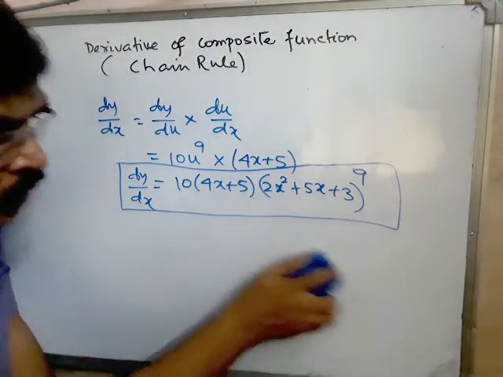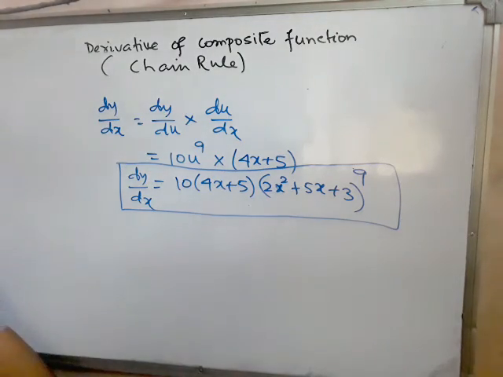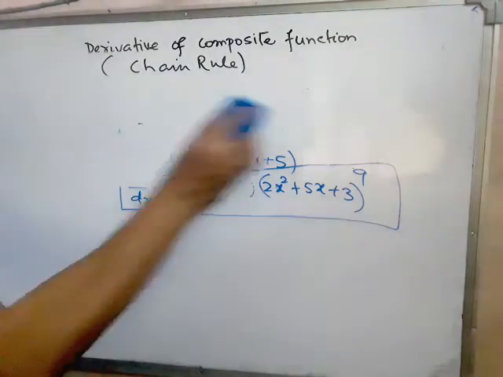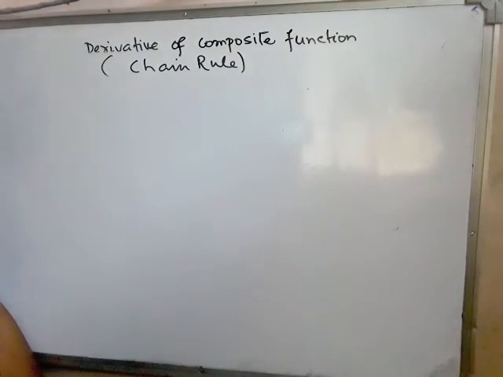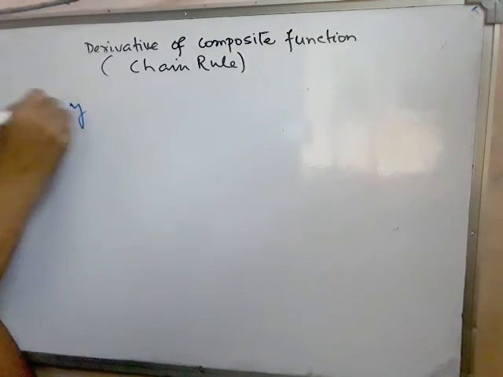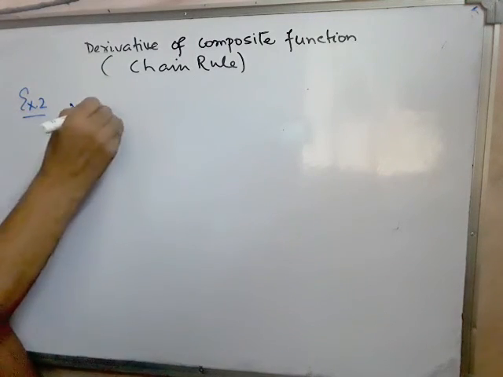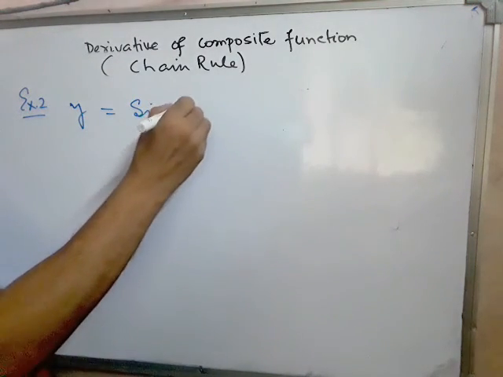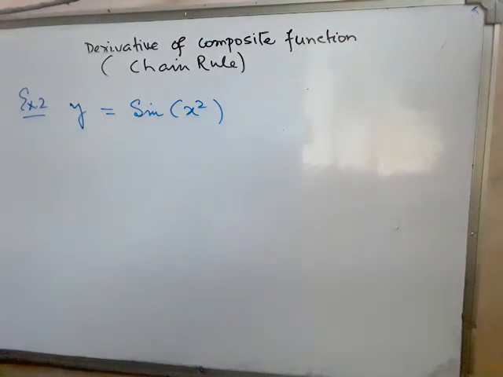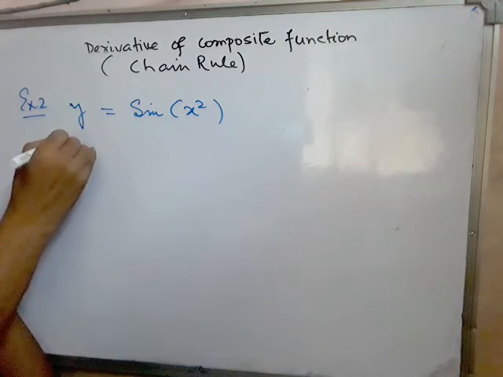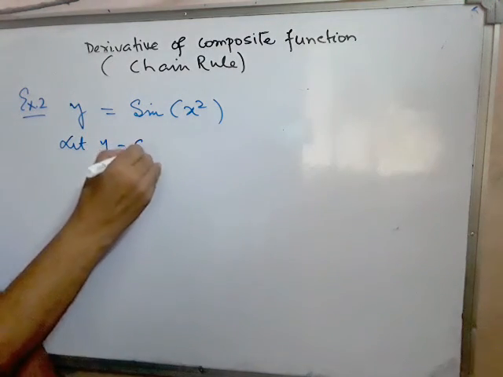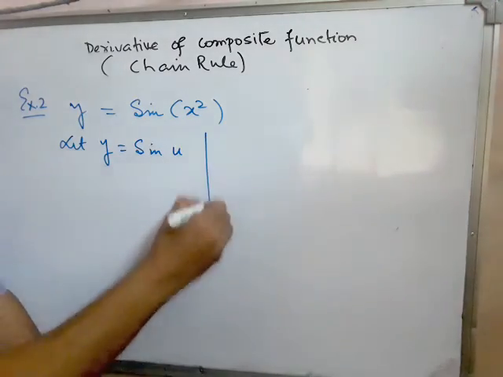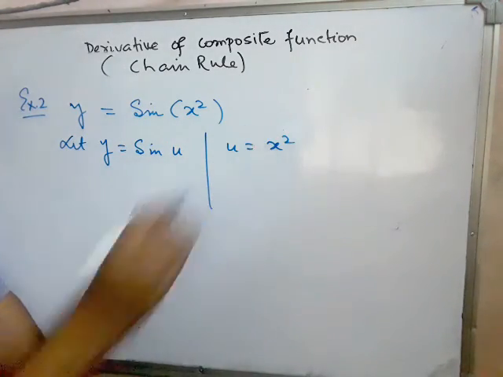So chain rule is applicable only in such cases when a big function is given in so many forms. Example 2. Say y equal to sine x square. So how to do? Here we will take, let y equal to sine u and u equal to x square.